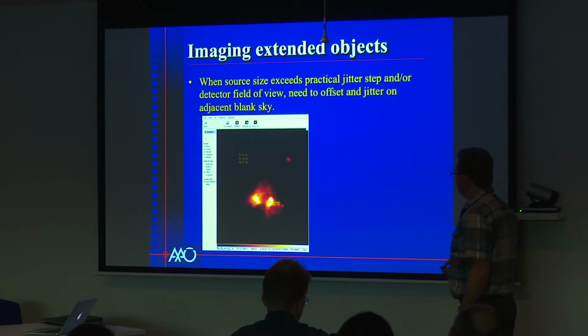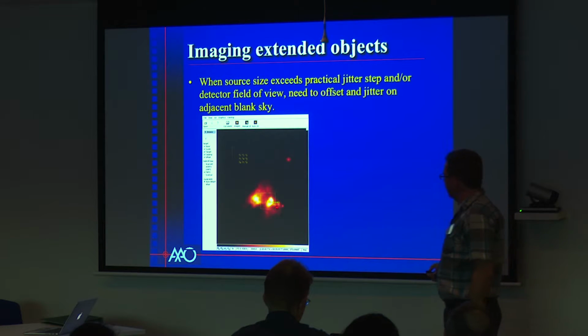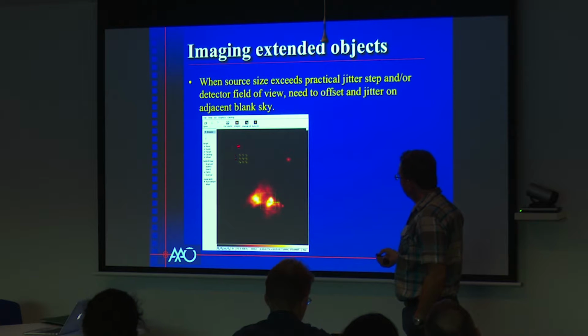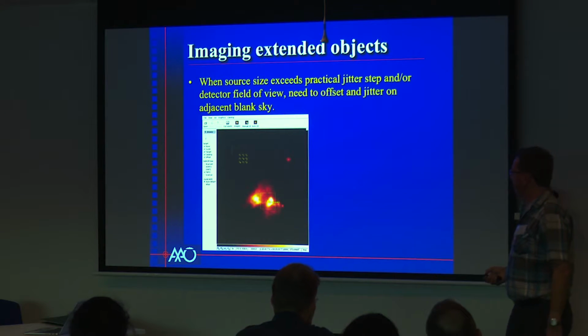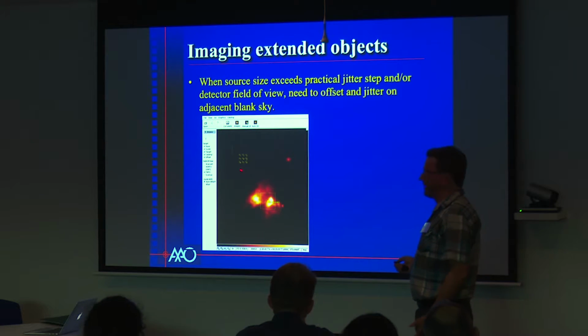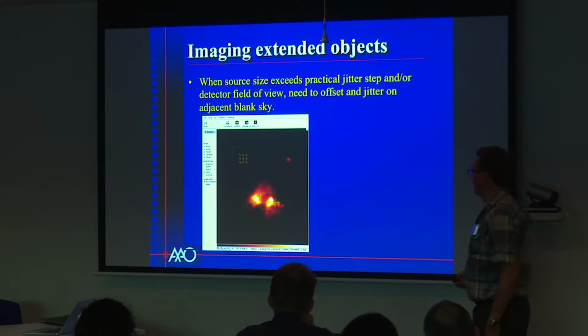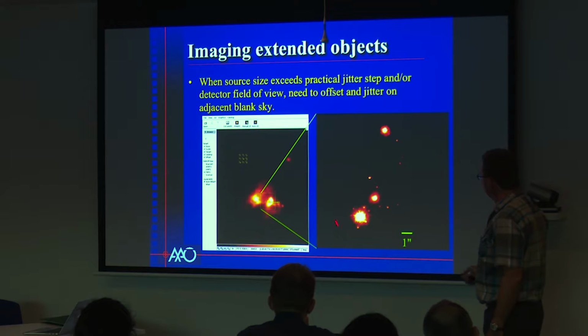So to do the same kind of thing here to make an image, we can do our standard dither pattern on the source here, but to get the sky, we need to then go off and do a dither pattern similarly on adjacent blank sky where there is no contamination from the galaxy. Of course, what this means is that you have to spend half of your time looking at blank sky and not astronomically interesting sources. But that's a price you have to pay in order to make these techniques work. And when you do that, you can get images of this sort of quality.